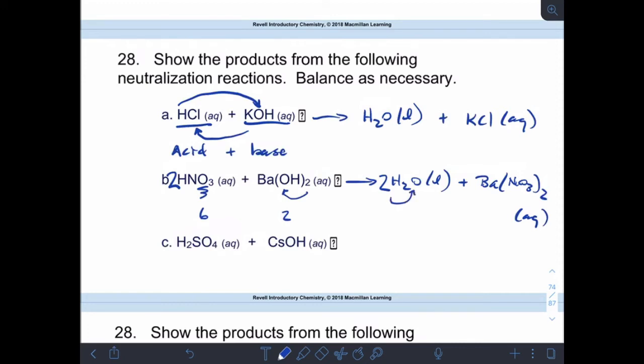And then I've got 2 times 1. And over here with the nitrate, there's 3 times 2, so there's another 6. So I've got 8 oxygens on both sides. And 1 barium on each side. So there is our balanced equation.